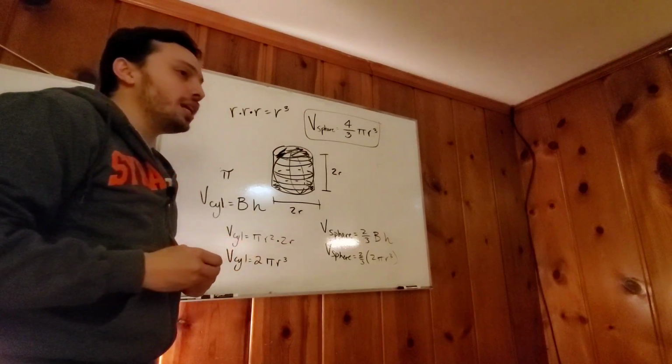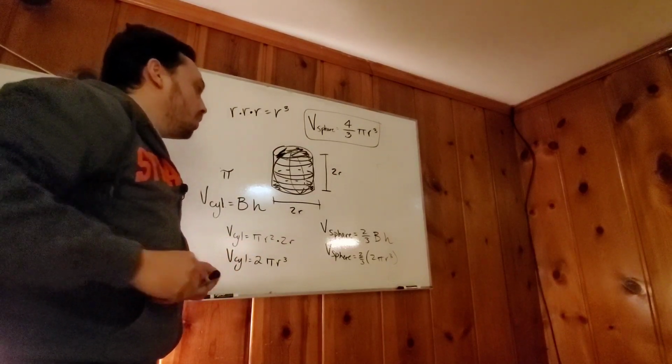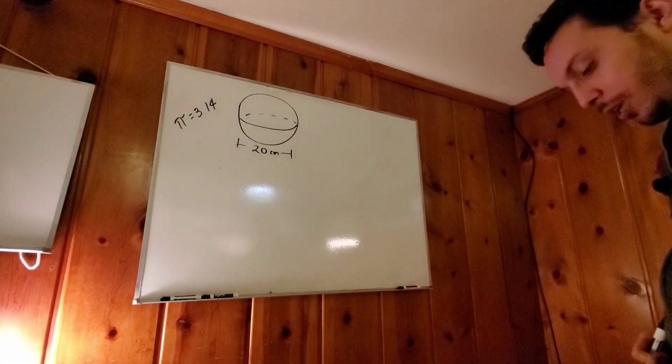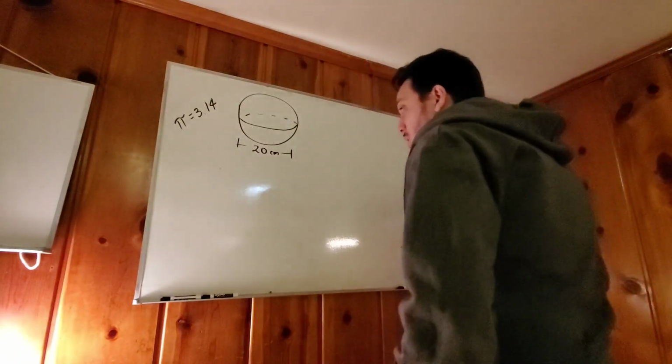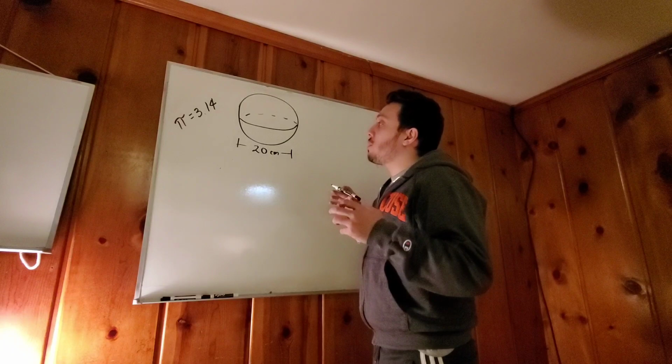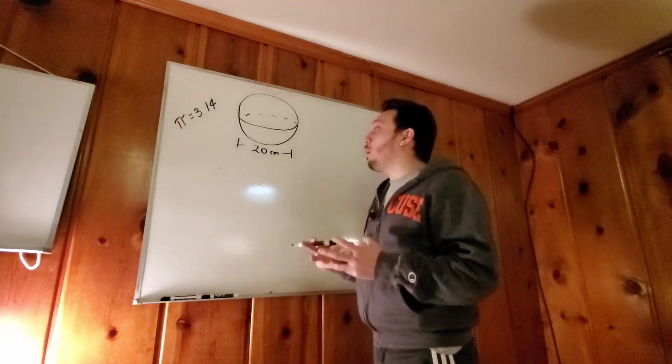So I hope that you understand it. Now let's move on to example number 3. All right, so in example 3, they tell us, well, we have a ball with a diameter of 20 centimeters. What is the volume of the ball in itself?